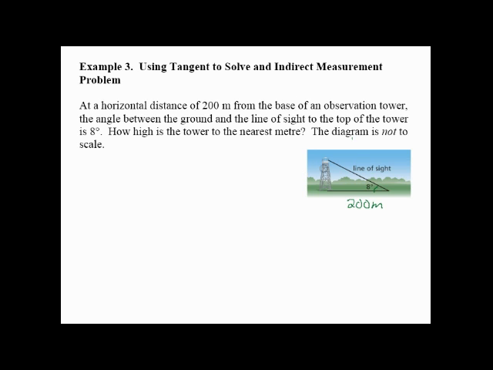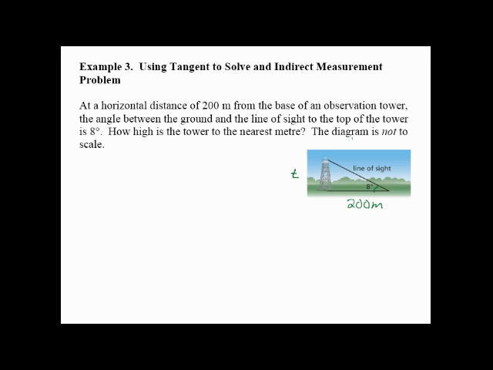So we're looking for the height of the tower. Now I'm going to say don't use h if you can help it, because h is for hypotenuse. So let's use t for tall, or t for tower. Now this diagram is not to scale, so it's not going to work for us to ask if that's reasonable.